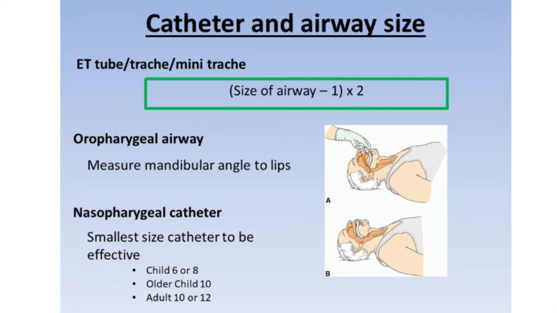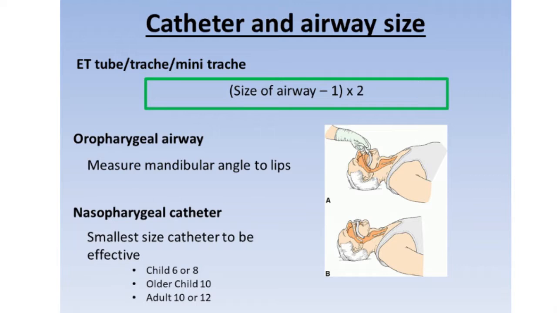Our oropharyngeal airways then. For adults, the most common Guedel airway sizes are green, orange and red. To measure the correct size that we'll need, we measure from the mandibular angle to the lips. Again, we'll demonstrate this in the practical element as well. The coloured section of your airway should be at the level of the patient's teeth.